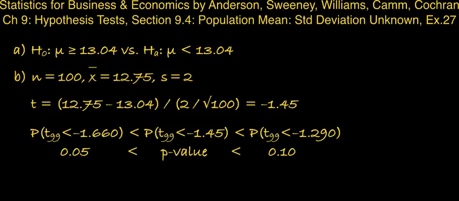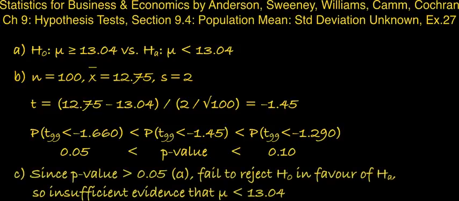At alpha equal 0.05, what is our conclusion? So we've figured out that the p-value lies in between 0.05 and 0.10, so it must be bigger than our significance level alpha 0.05. So therefore we fail to reject the null in favor of the alternative. So there's insufficient evidence that mu is less than 13.04. In this case, we cannot conclude that the mean cost of a restaurant meal is less than fixing a comparable meal at home. Our data isn't strong enough to suggest that.